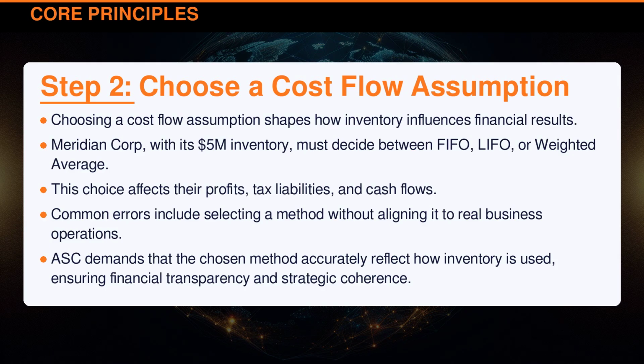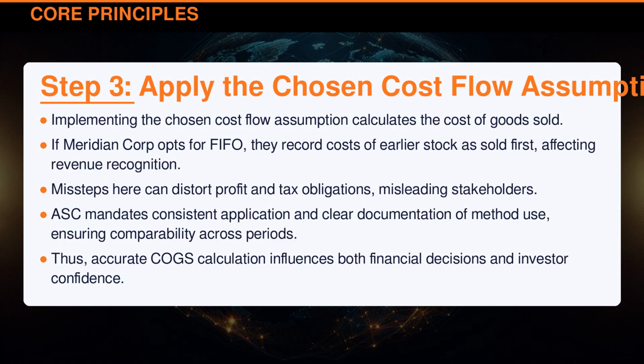ASC demands that the chosen method accurately reflect how inventory is used, ensuring financial transparency and strategic coherence. Implementing the chosen cost flow assumption calculates the cost of goods sold. If Meridian Corporation opts for FIFO, they record costs of earlier stock as sold first, affecting revenue recognition. Missteps here can distort profit and tax obligations, misleading stakeholders.